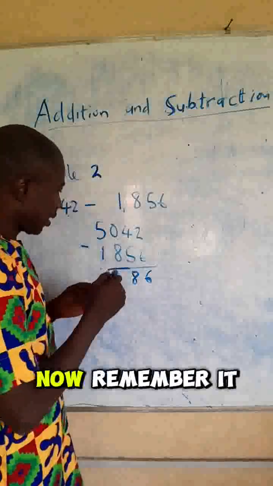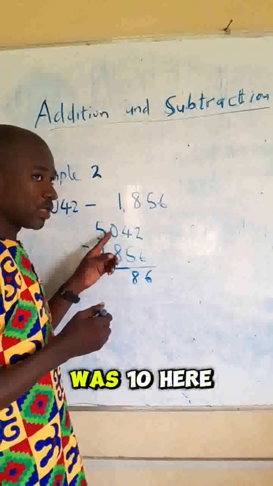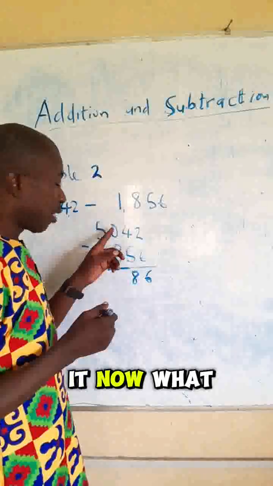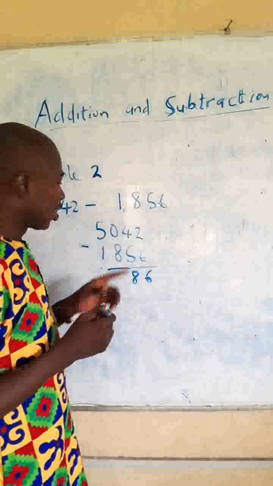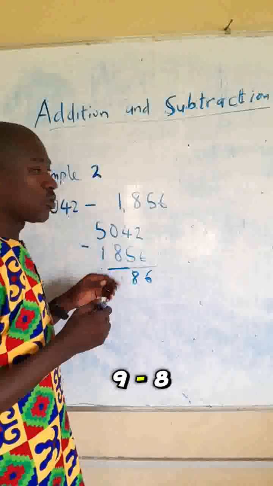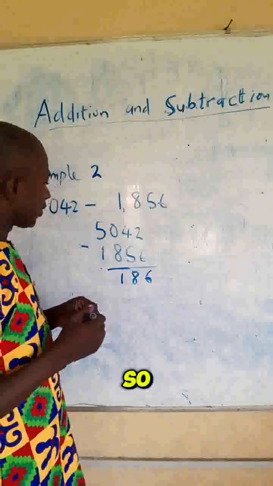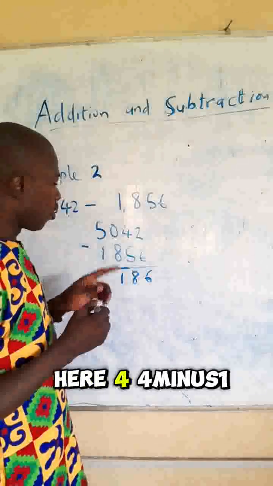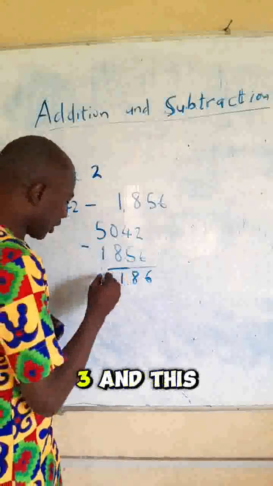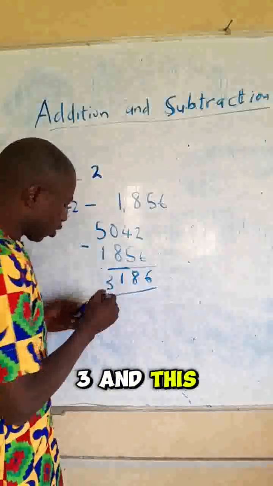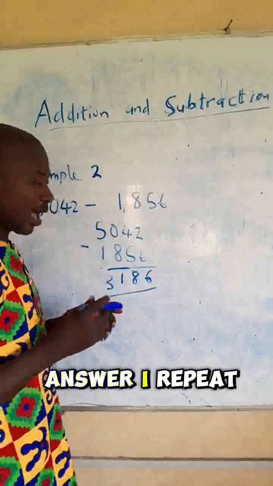8. Now remember, it was 10 here, you also borrowed it. Now what will be left here is what? 9. So this one is 9 minus 8. It will give us what? 1. So what is left here? 4. 4 minus 1 is what? 3. Now this becomes what? The answer.